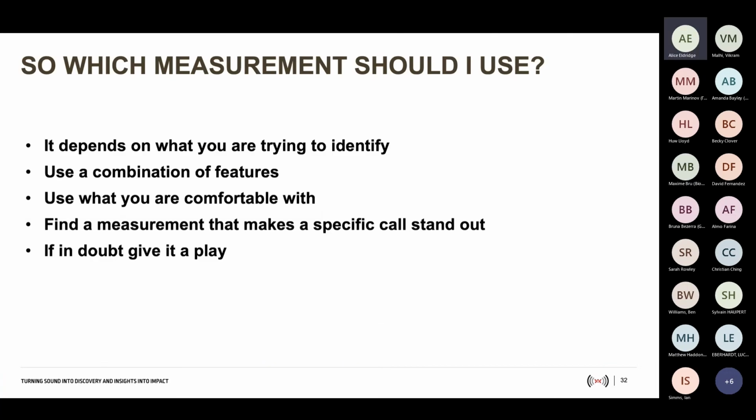Which measurements should you use? Well, it depends on what you're actually measuring or what you're trying to identify. I tend to use a combination, and I tend to use the thing that makes a call stand out. Like the woodpeckers, the first thing I would use is to measure that gap between one peck and another peck. And if in doubt, you can always play the call. If you're good at identifying birds by ear, then great.